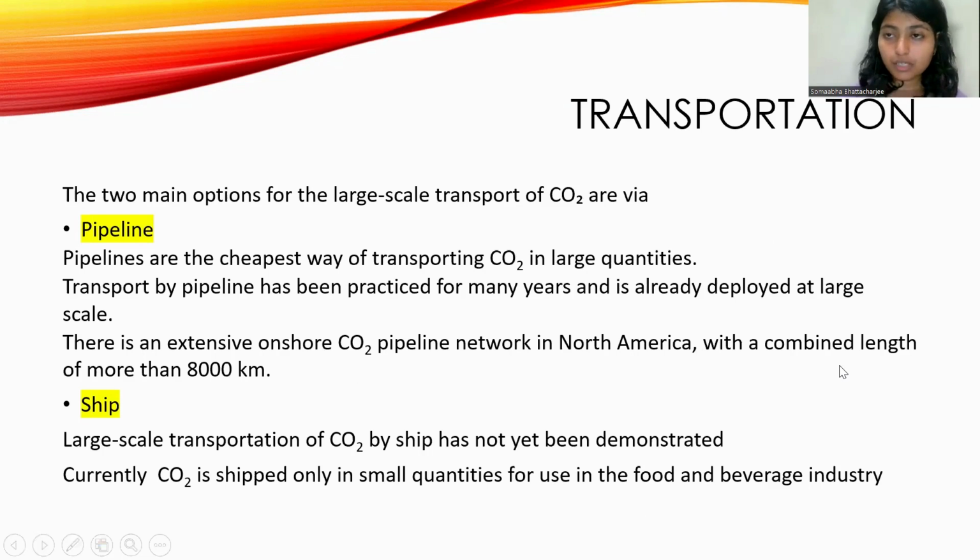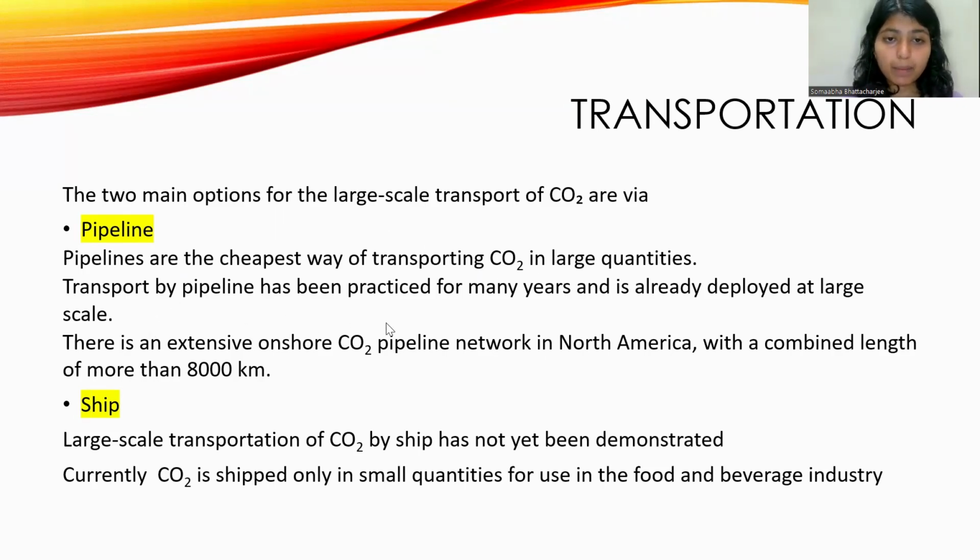Now the first stage, that of carbon capture, is completed. Now we are moving on to the second stage, that is transportation. There are two main options for the large-scale transportation of carbon dioxide. They can be either via pipeline or via ship. Talking about pipelines, as we know, pipelines are generally the cheapest way of transporting any substance, and in this case, it is the cheapest way of transporting carbon dioxide in large quantities.